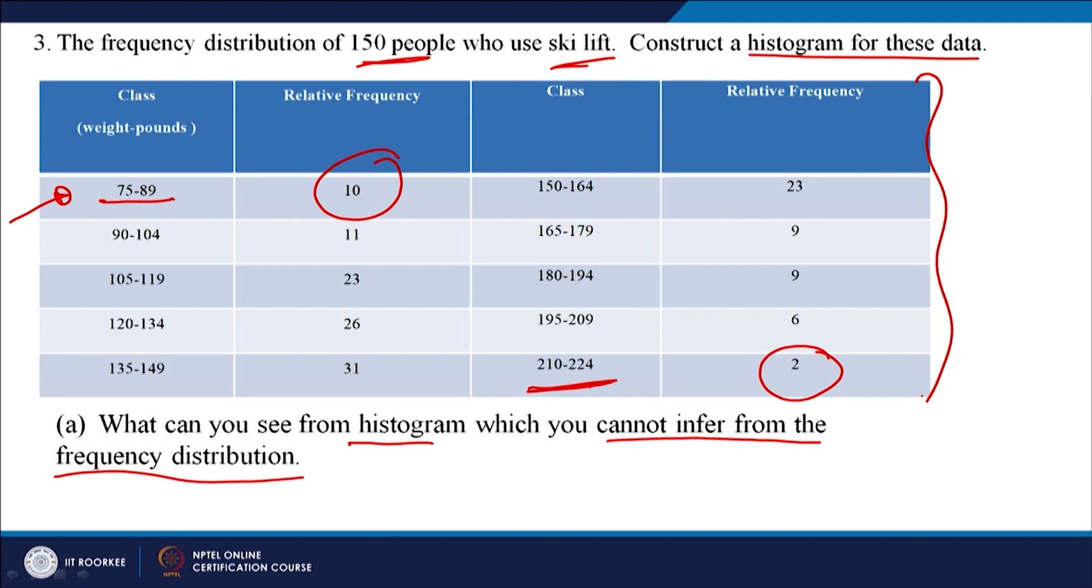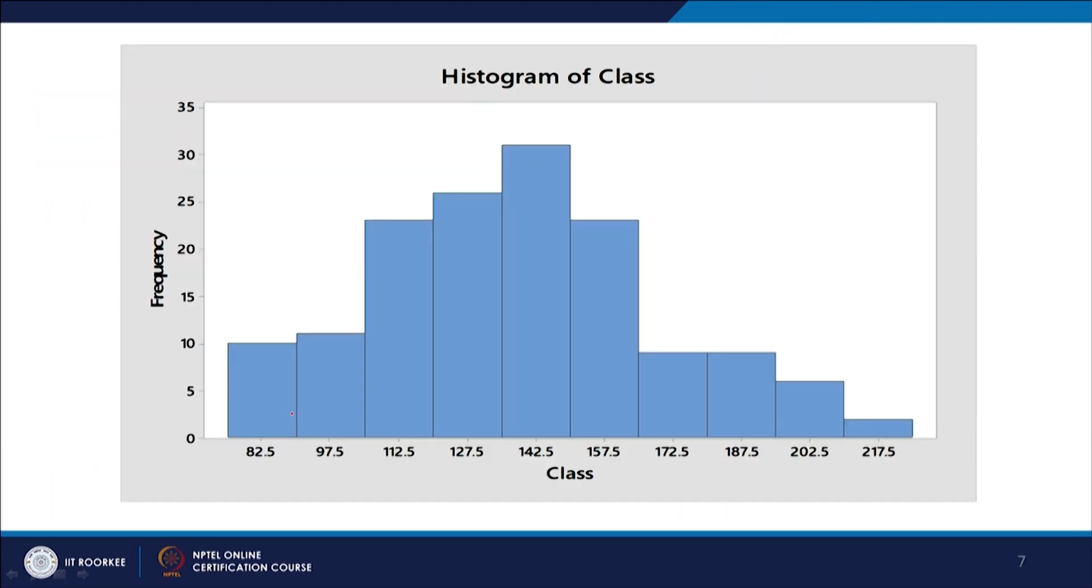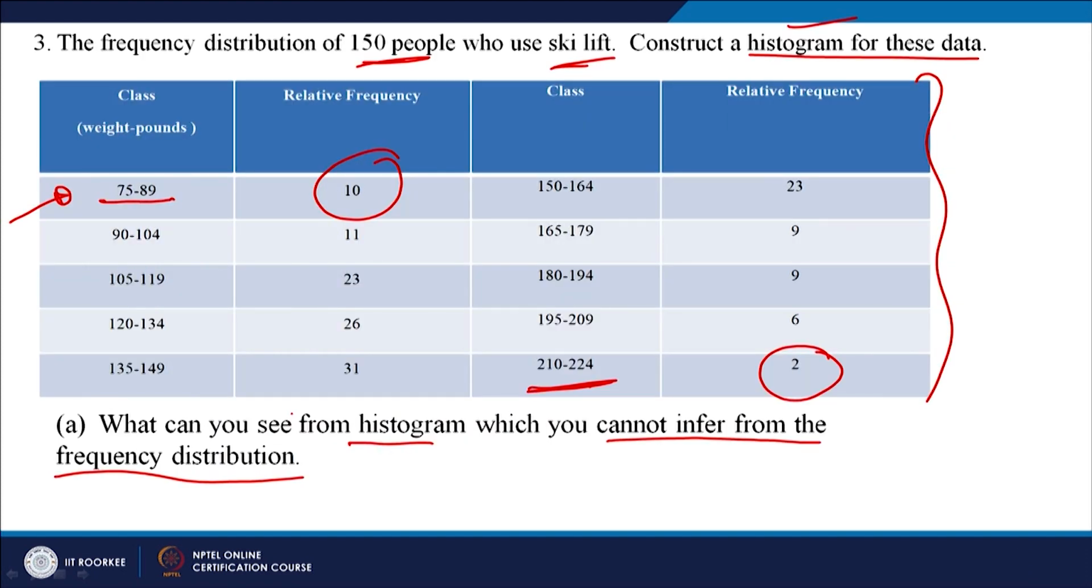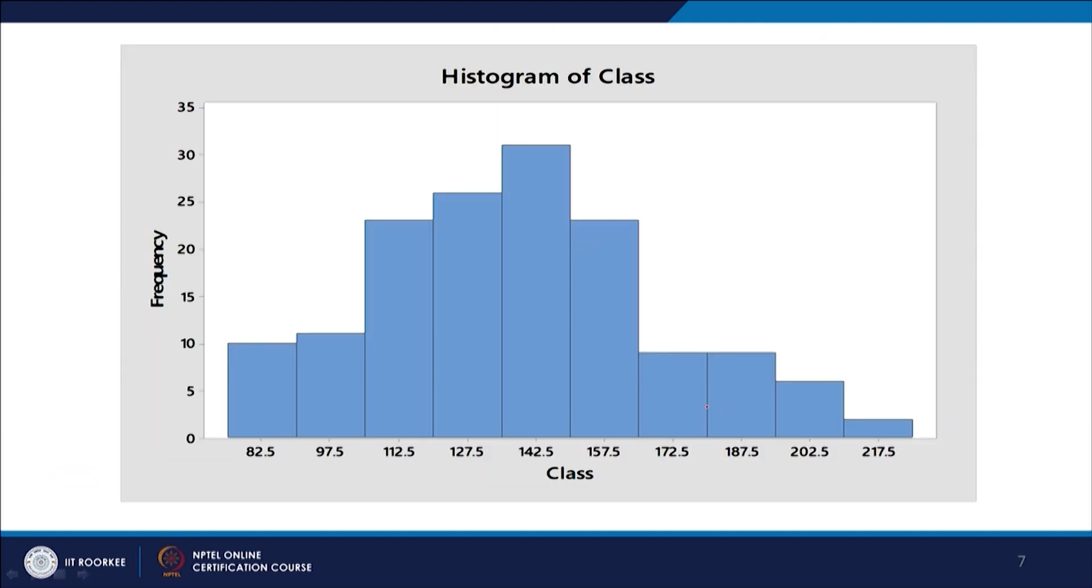Now we have to prepare the histogram first. So, let us prepare the histogram. So, this is the histogram. Now, if you look at this histogram carefully and this relative frequency table, we have to find out what you see from the histogram which you do not see in this table. Can you just think for a while.